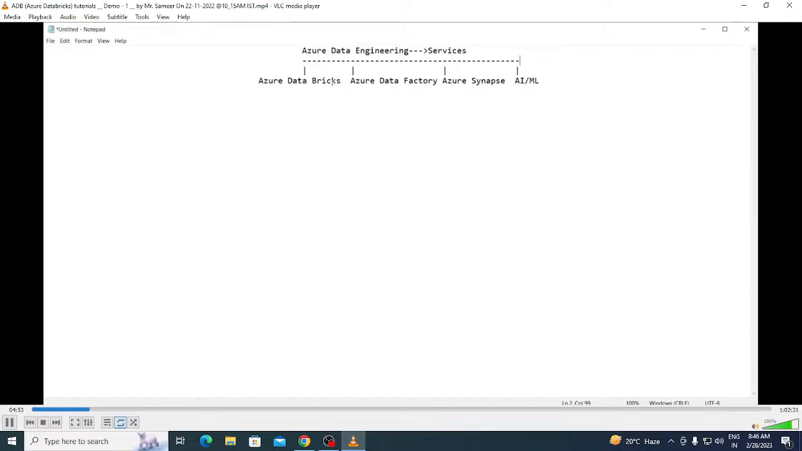So now, guys, what is Azure Databricks used for, and what is its purpose? This service called Azure Databricks is provided by Microsoft to perform the job of ETL. So what is this ETL? ETL stands for extraction, transformation, and loading. Azure Databricks is a service provided by Microsoft within Azure Data Engineering for the purpose of extraction, transformation, and loading.